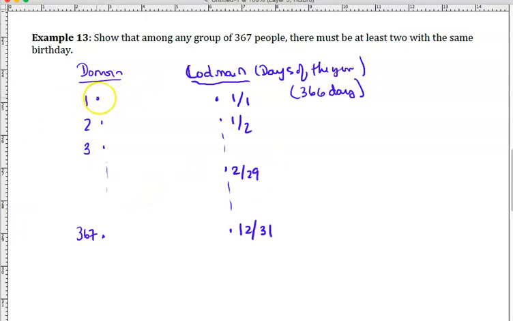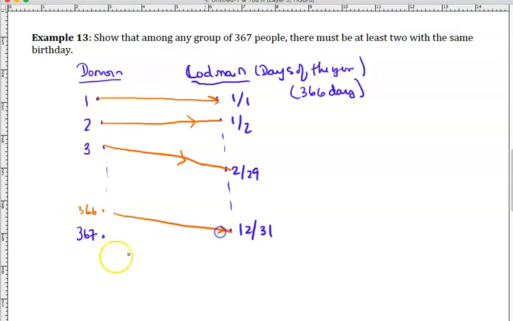Right? So if I draw the correspondence, one person could be born January 1st, another person could be born January 2nd, another person, right, February 29th, right? The 367th person, let's say the 366th is born December 31st. If we've used up all the possible dates, the 367th person will have to double up with one of the people, so there must be at least one match.